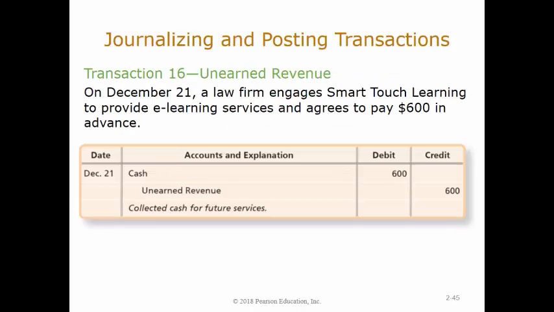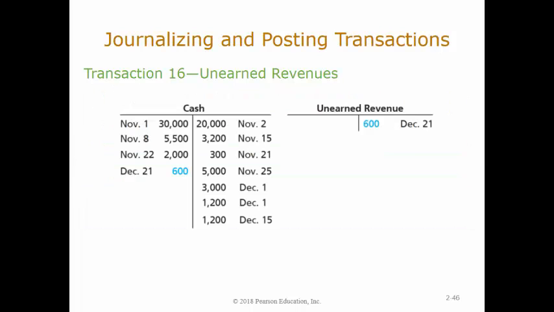In transaction 16, the company received $600 cash prior to providing services. The two accounts involved are cash, an asset, and unearned revenue, a liability. Cash increases with a debit and unearned revenues increases with a credit. These are the T accounts for transaction 16.